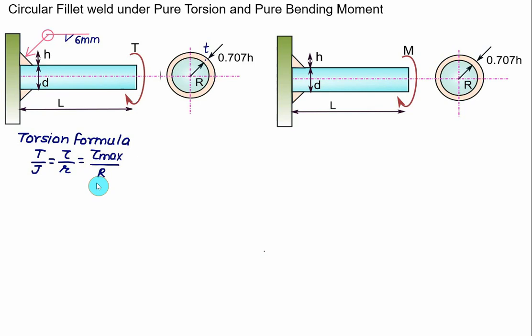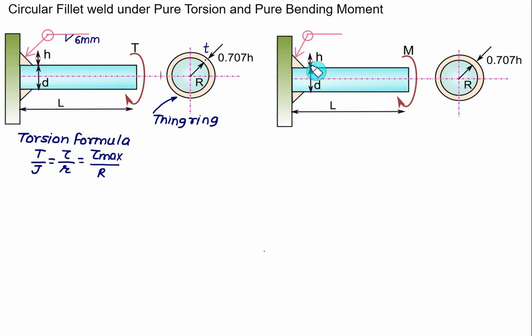To find out the value of maximum shear stress, we require the value of J, that is the polar moment of inertia for this thin ring. So you need to know first what is the polar moment of inertia of this thin ring, and if the same circular rod is subjected to pure bending moment, then we can use the flexure formula.